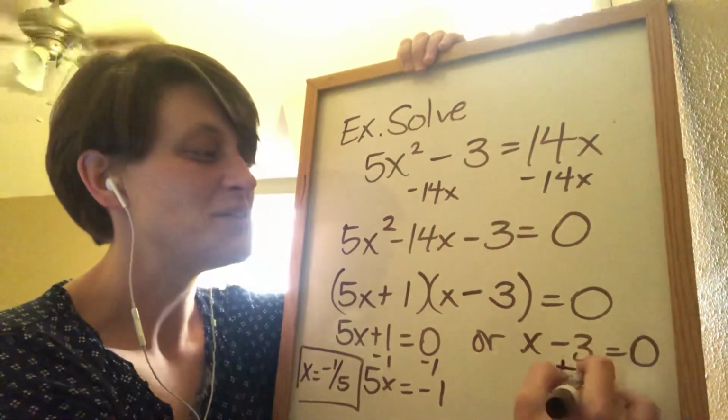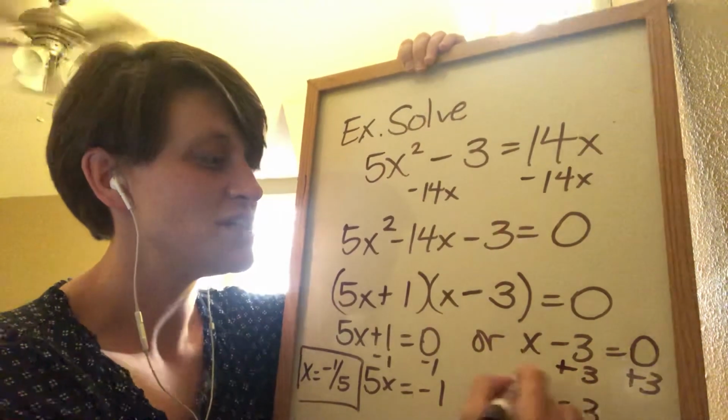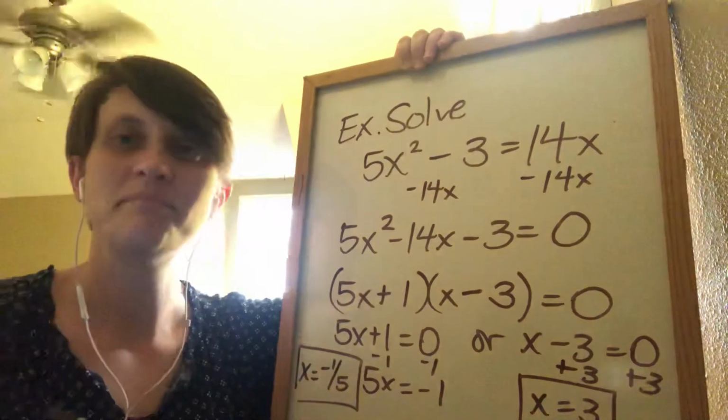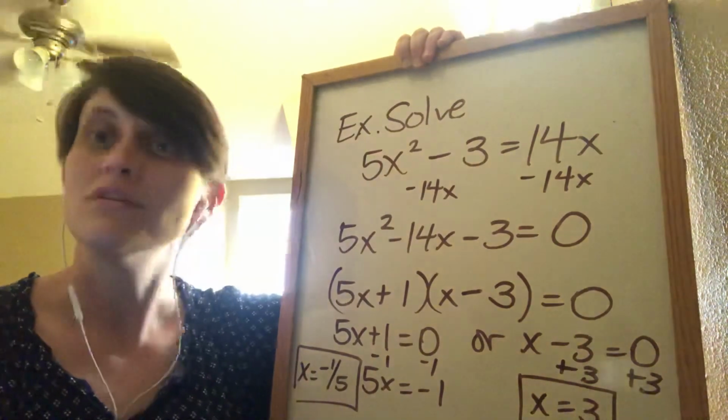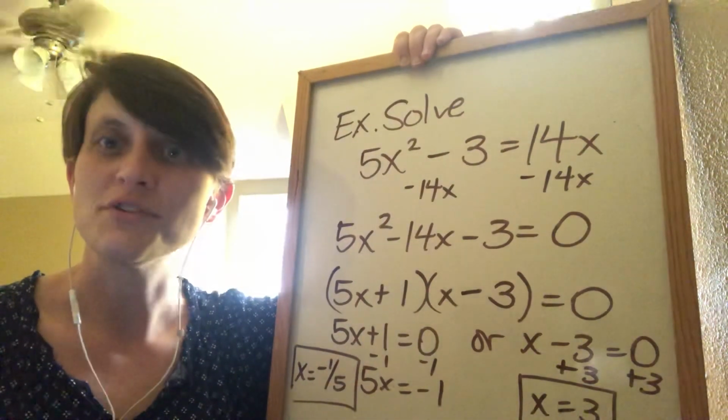And this one's a little bit shorter. We just need to add 3 on both sides. So our other solution is x equals 3. Okay, so we'll do a lot more examples in the next video, and we'll do the AC method just for some extra practice.